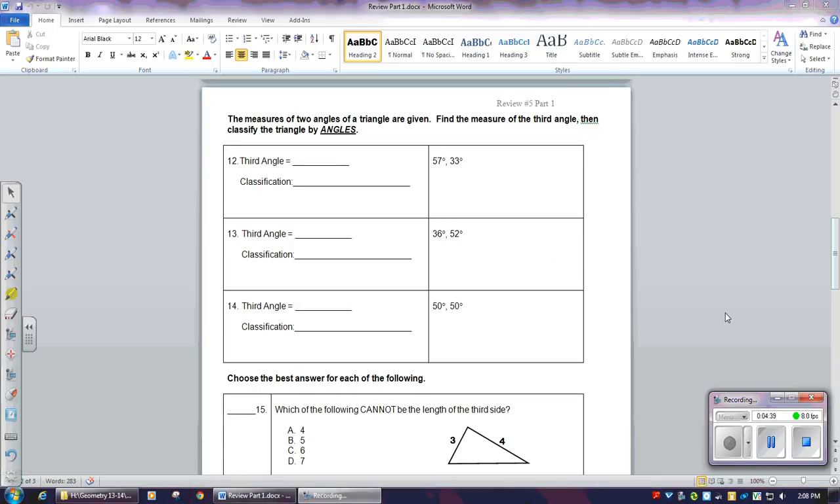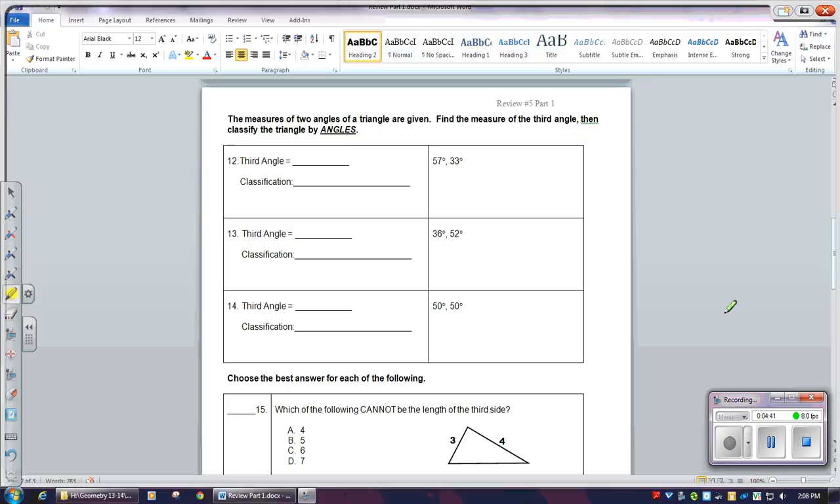Now, one thing you've got to do is read very carefully on your directions, okay? My directions at the top say, the measures of two angles of a triangle are given. Find the measure of the third angle. So that's the first thing we want to do. Then classify by angles. Folks, just a second ago we were classifying by sides. So you've got to change your thinking. We want to classify by angles.